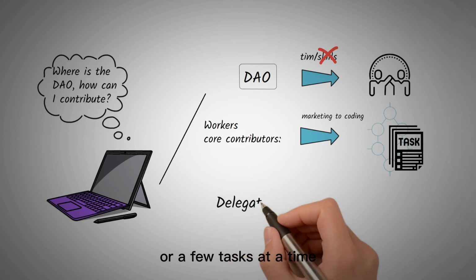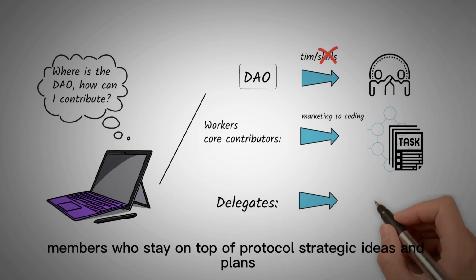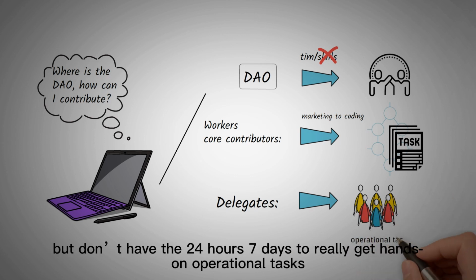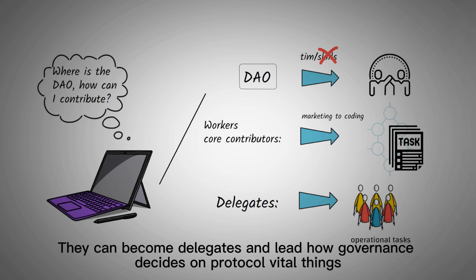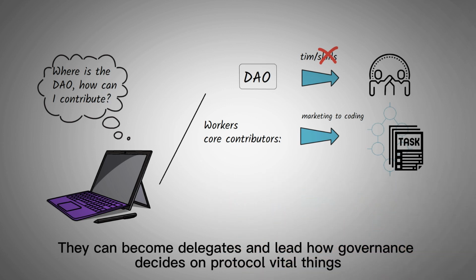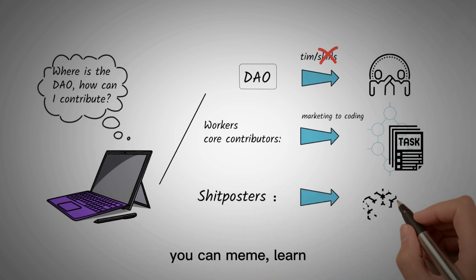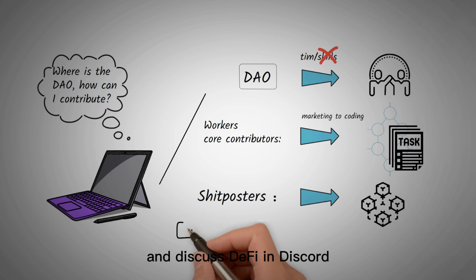DAO contributors are split among different sub-projects and can decide to work on something specific or a few tasks at a time. Delegates are members who stay on top of protocol strategic ideas and plans, but don't have the 24 hours a day, 7 days a week to really get hands-on with operational tasks. They can become delegates and lead how governance decides on protocol vital things. Shitposters, you can meme, learn, and discuss DeFi in Discord.